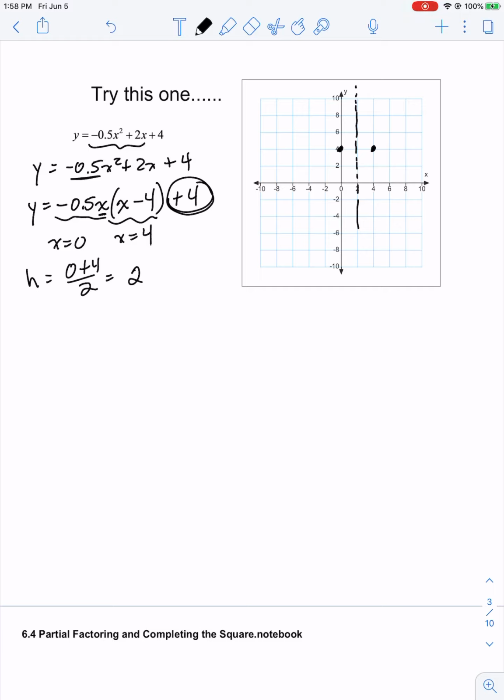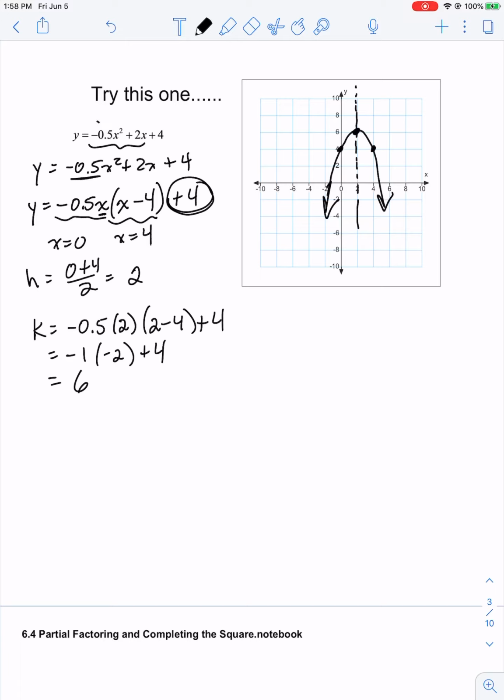And k will equal negative 0.5 times 2 times 2 minus 4 plus 4. Negative 0.5 times 2 is negative 1. 2 minus 4 is negative 2. And that should be 6. So that is where our vertex is. So this parabola looks like this. It opens down because the a value is negative.